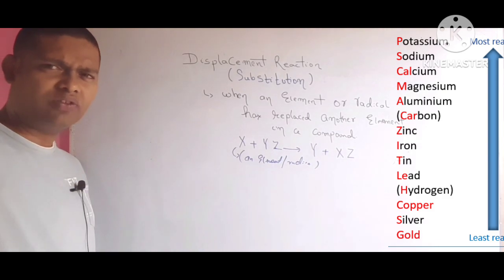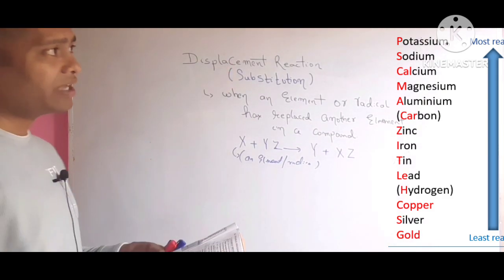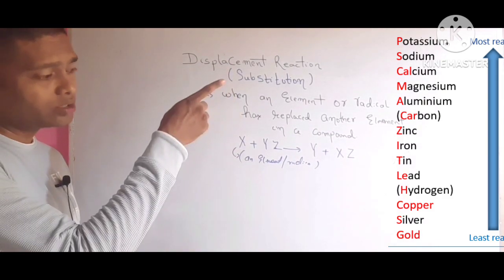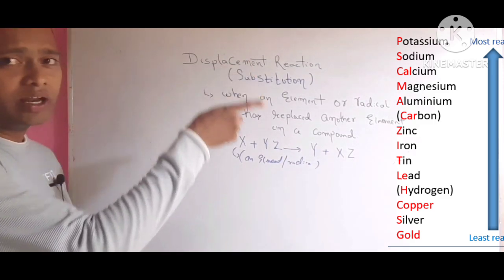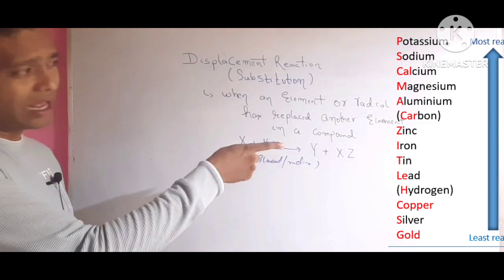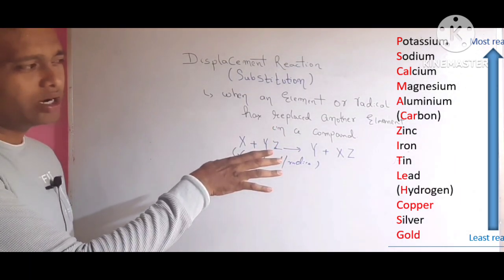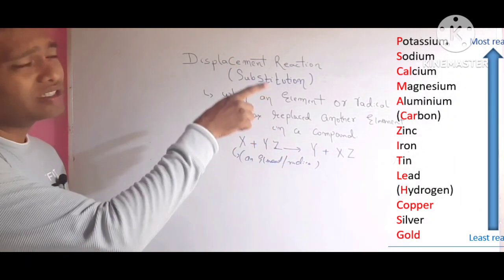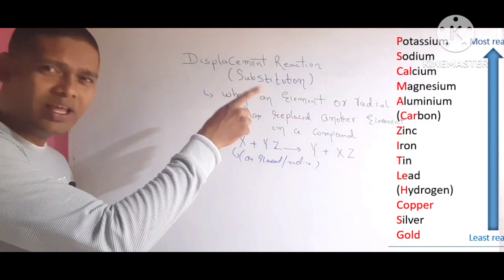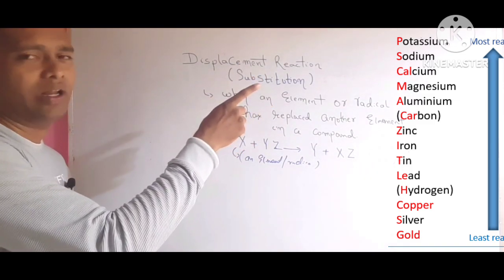What do you mean by reactivity series? If you see the elements, potassium, sodium, calcium, magnesium, and everyone is there, they have been arranged in a particular manner. Hydrogen has also been included. You see the way they have been arranged. The one at the topmost is more reactive, the most powerful one.